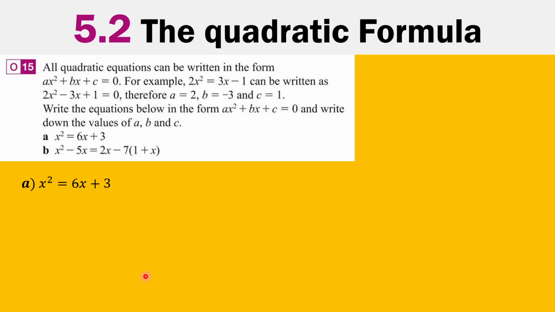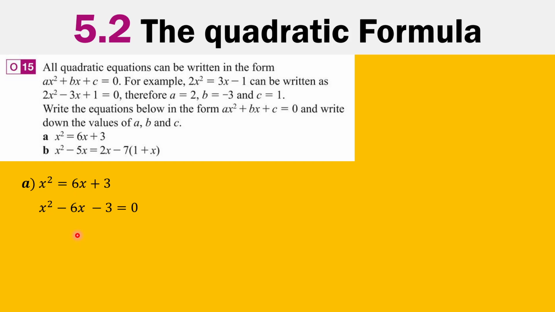All quadratic equations can be written in the form ax squared plus bx plus c equals 0. For example, if I have 2x squared equals 3x minus 1, I can use the balance method to rewrite it to this. And in this case, the number in front of the x squared is the a, so a is 2. The number in front of the x is the b, so b is minus 3. And c is 1. It's also given here.